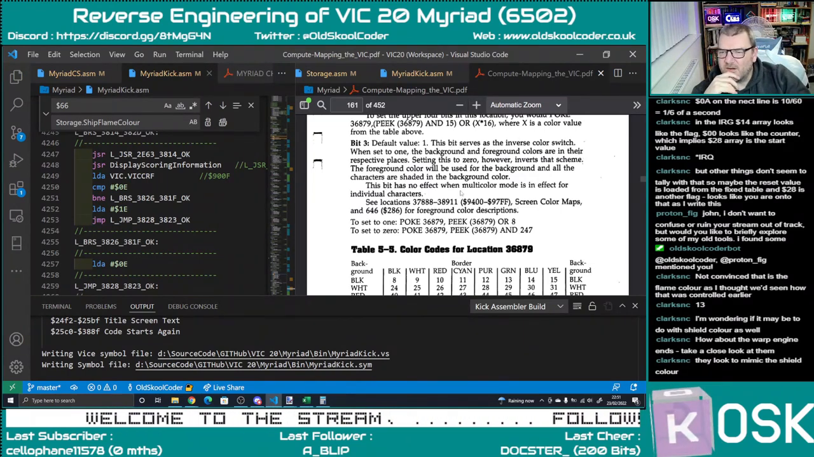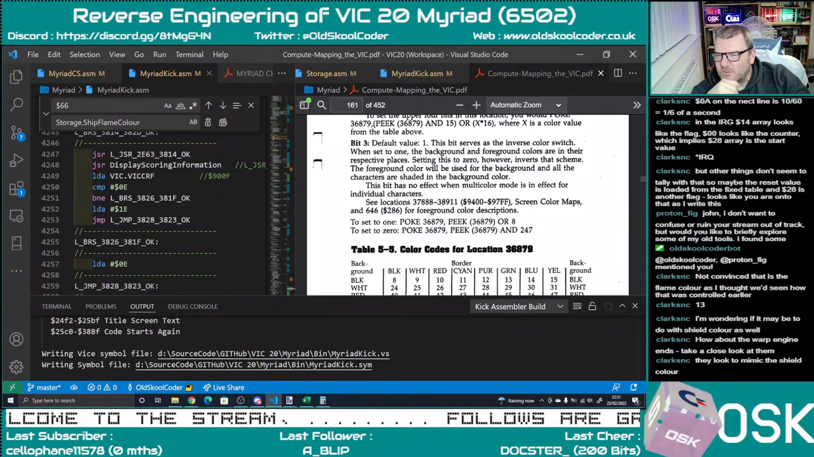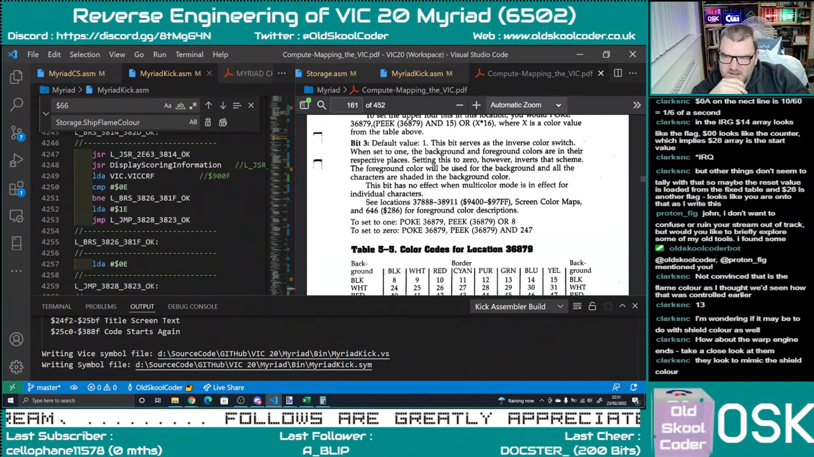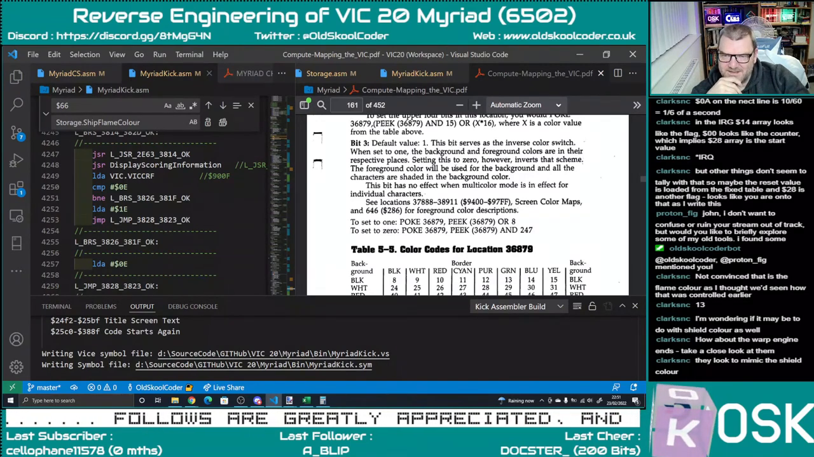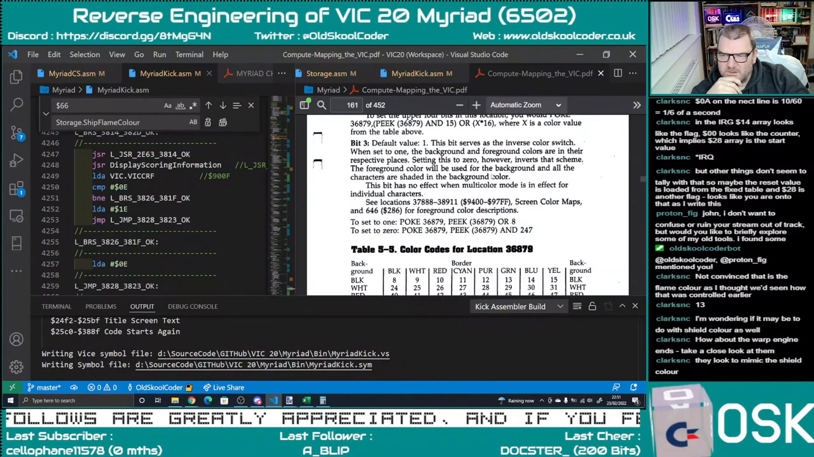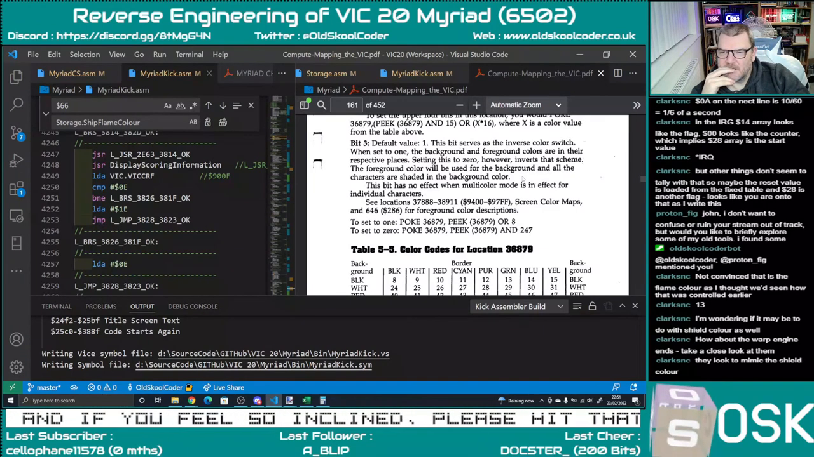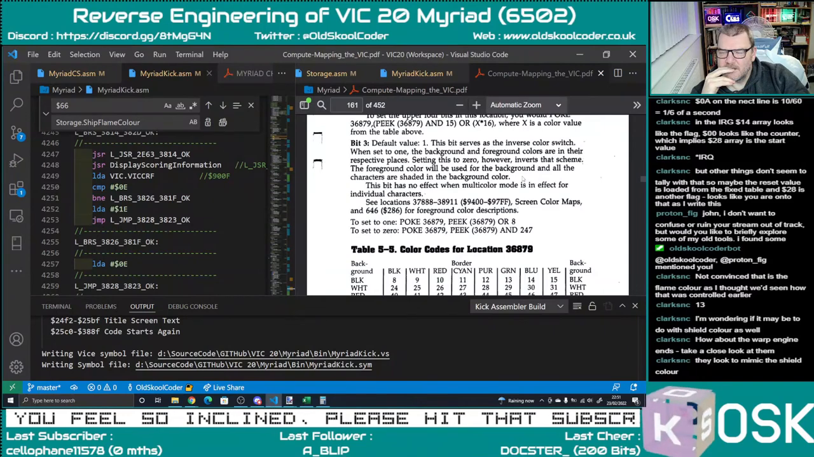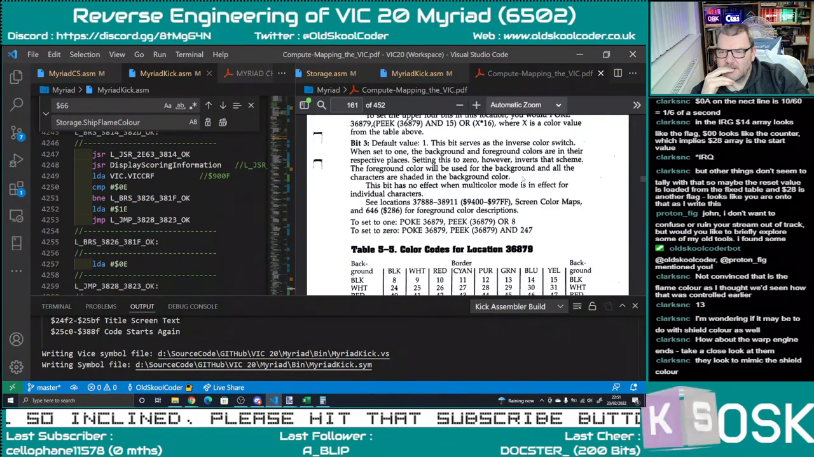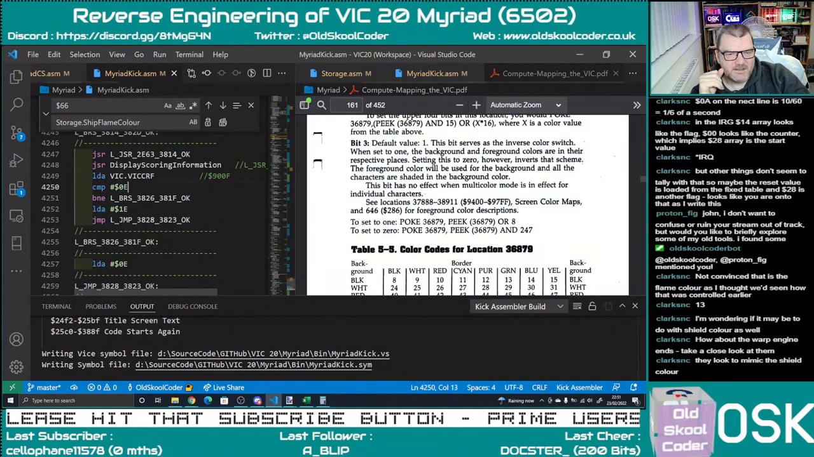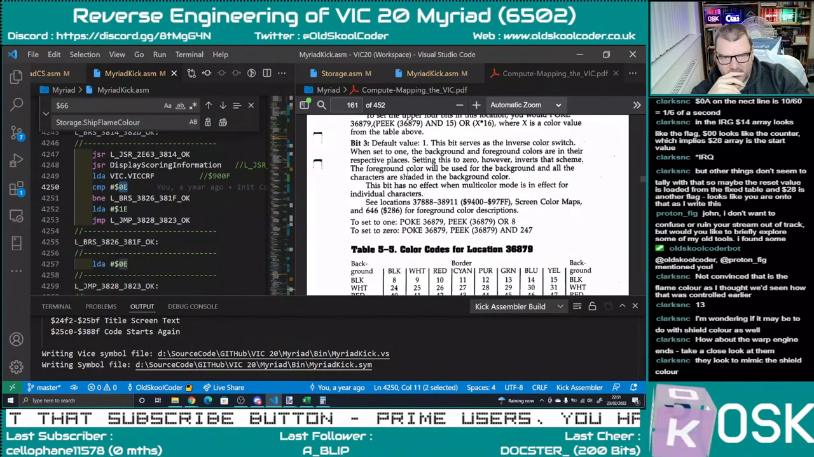When set to one, the background and foreground colors are in their respective places. Setting this to zero, however, inverts that scheme. The foreground will be used for the background, and all the characters are shaded in the background color. Okay. So you're setting that switch to be on. Right, okay.